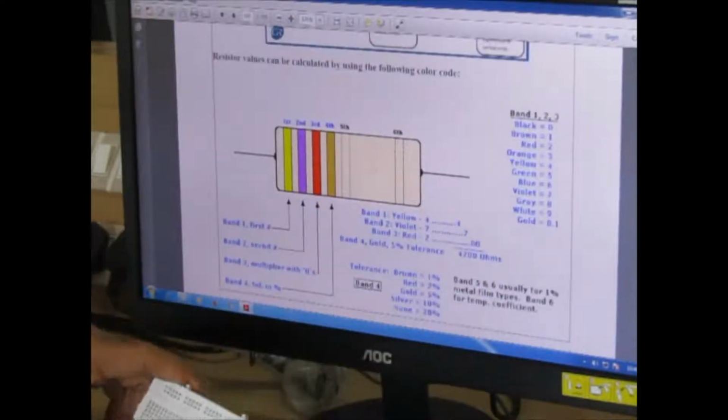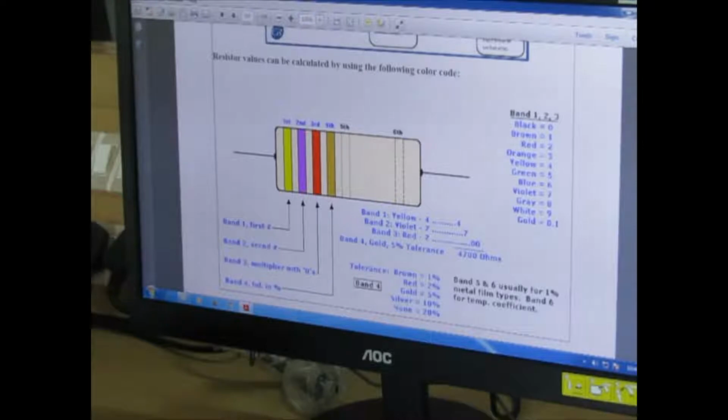Now, as you have gone through in your physics laboratory, whenever you use a resistor, you can see a color band concept, or color bands, on your resistors.